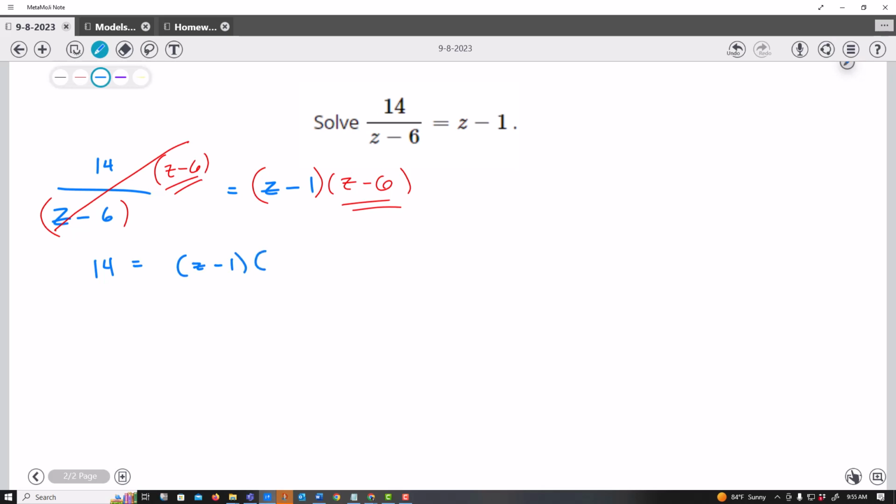I'm sorry, my z's are going to be ugly throughout. I try to put that line through it so you know it's not a 2. And now from here, I can solve this. So I do that thing the crazy kids are doing with FOIL.